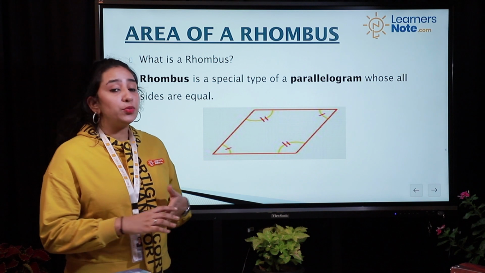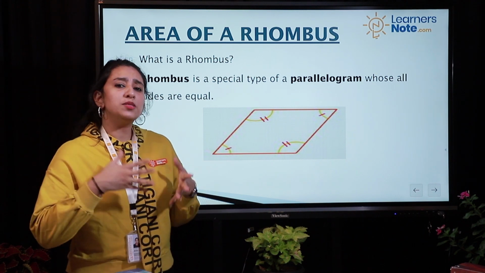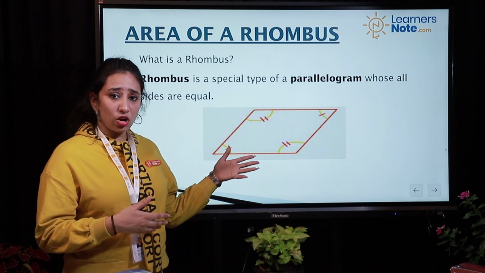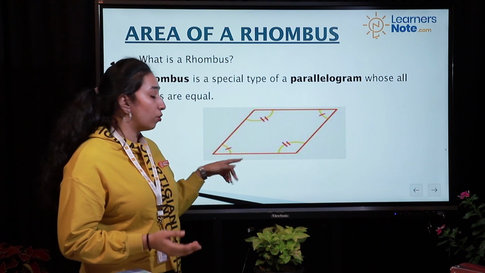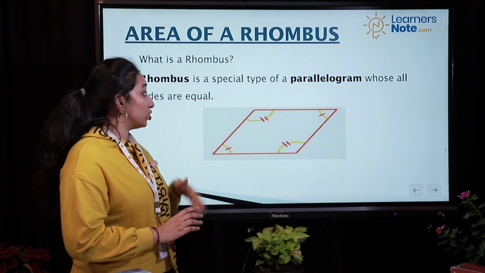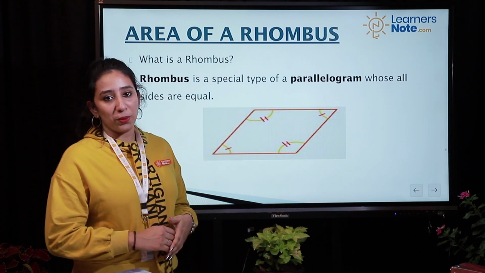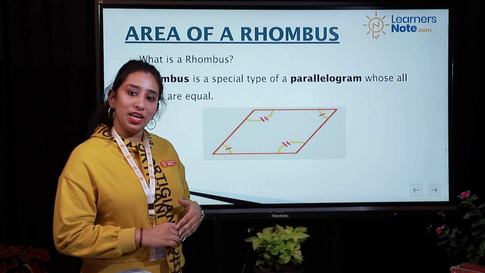But what's the difference between a rhombus and a quadrilateral and a parallelogram? So a rhombus is a special type of parallelogram in which all 4 sides are equal. Yes, it has got 4 sides, but the great thing is that all 4 sides, 1, 2, 3, 4, are equal to each other. So that's why I've written rhombus is a special type of parallelogram whose all sides are equal. That's the only thing about a rhombus.